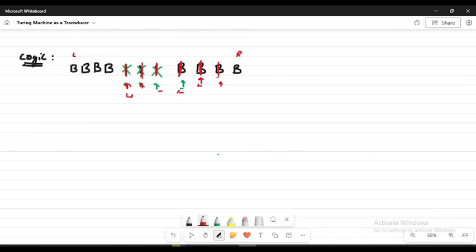Then turn left, crossing all the ones, and whenever you hit the blank, stop here. That's it. So this is how the copy function will work. At the end of this logic, you will find six ones on the Turing machine tape. So for this logic we have to build a Turing machine now. Hope you understood.